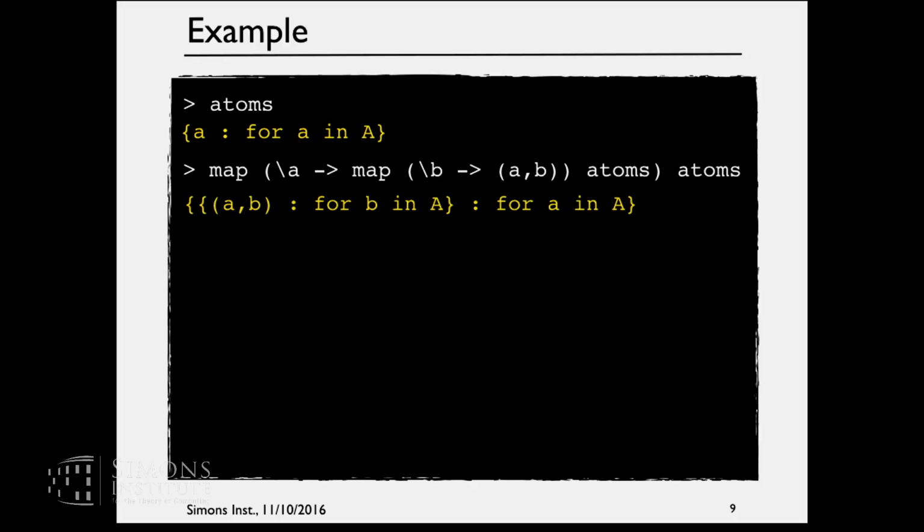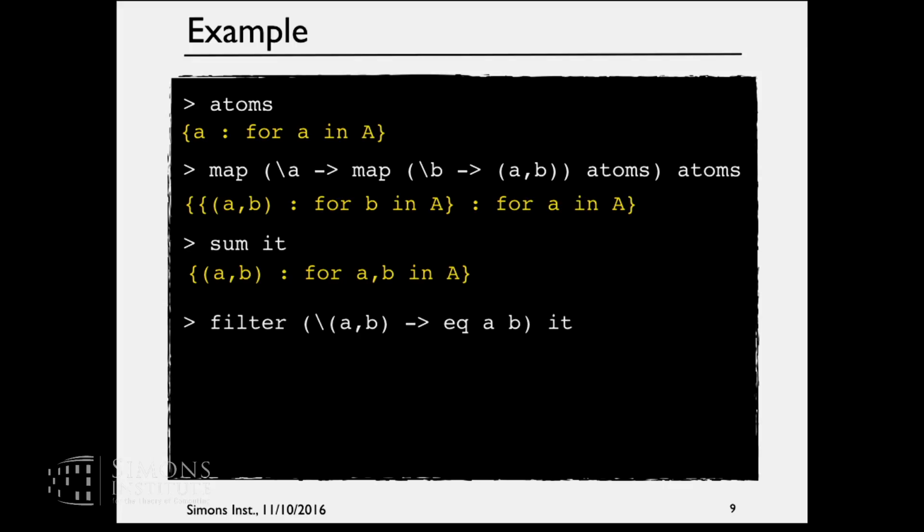This is not exactly what we want. This is not the pairs of all atoms. This is a set of sets of pairs of atoms, indexed first by A and then by B. Then what we can do is apply the sum function that, given a family of sets, takes the union, and we get what we want. So this is an actual session. I didn't do a demo; I recorded the session just to avoid technical glitches.